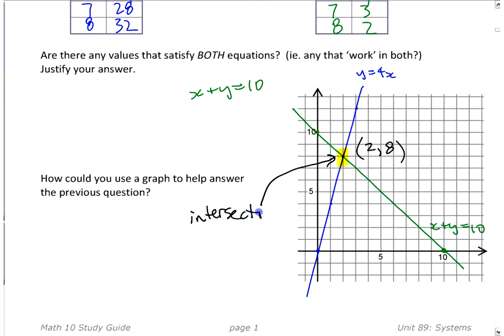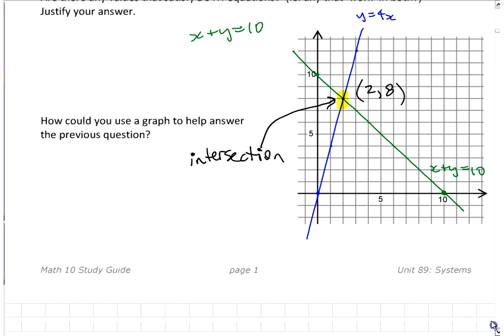What does the word intersection mean? If you're taking your driver's test, how do they use the word intersection to refer to things? You talk about driving and roads and stuff. Two roads cross, right? That's an intersection. Two roads cross if you talk about an intersection. The two lines, the red and the green and the blue line, intersect at that point. Okay, intersection point is (2, 8).